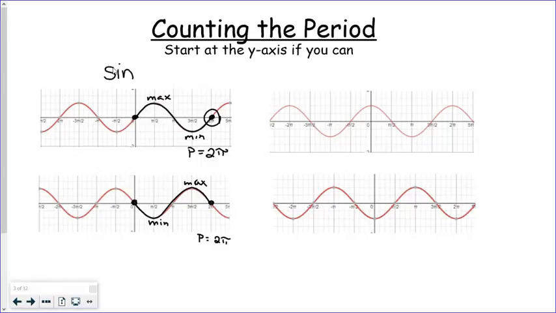If at my y-axis I'm looking at a max or a min, we're counting a cosine curve. So what does it take me to complete one cosine curve? If I start at a maximum, I need to return to a maximum. How long does it take me to get back to a maximum? That is the period. If I were to start at a minimum, I need to return to a minimum to finish one cosine curve. And again, that would be the period of the graph. So it's either a max to a max or a min to a min.